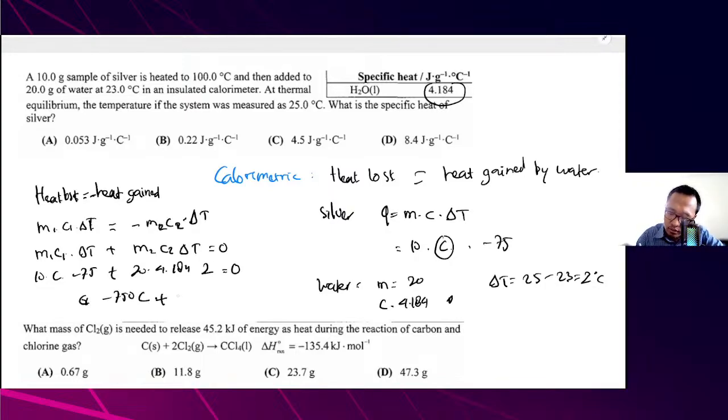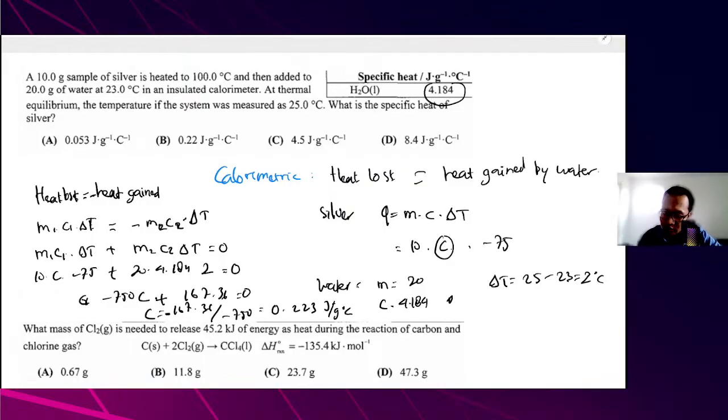And then plus this one, 167.36. So it will give us C equals 167.36 divided by 20 minus 750. It will be minus as well, and it will give us the number 0.223 joule per gram Celsius. Okay, so just round it, it will be 0.22.